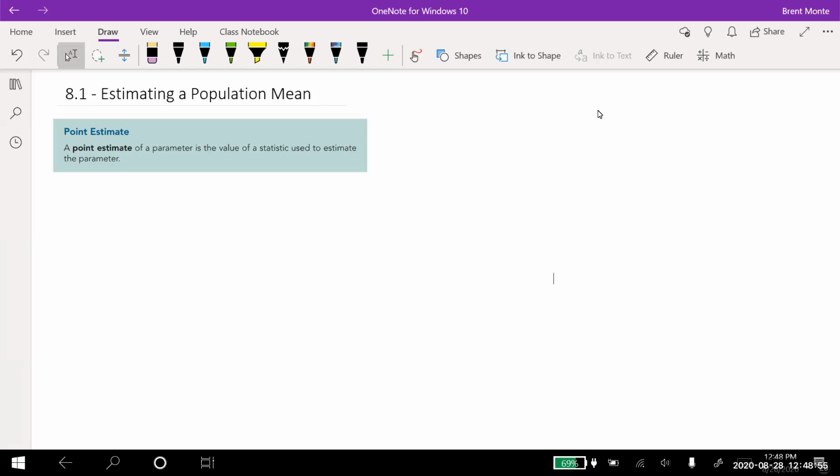At this point, if we were to estimate the population mean, the best we could do is take a sample, ideally a representative sample, and that sample mean X bar would be our best guess for what the population mean mu is. So they talk here about a definition of a point estimate.